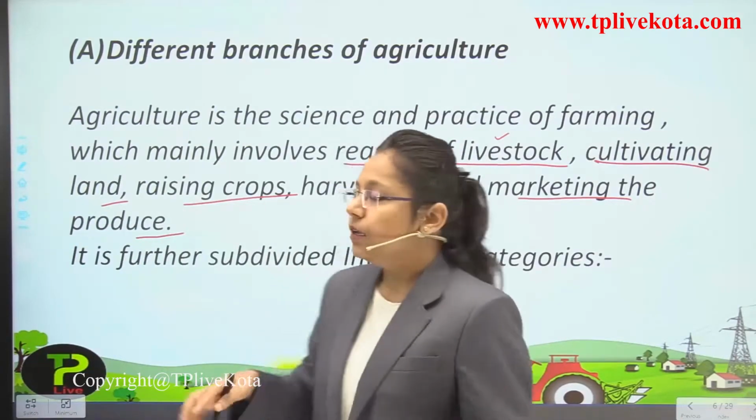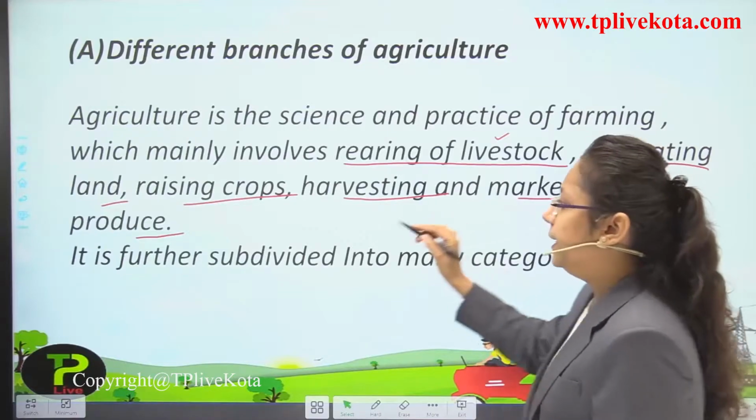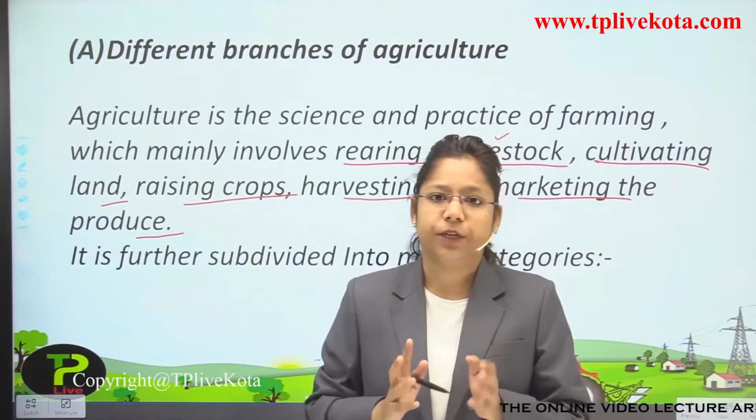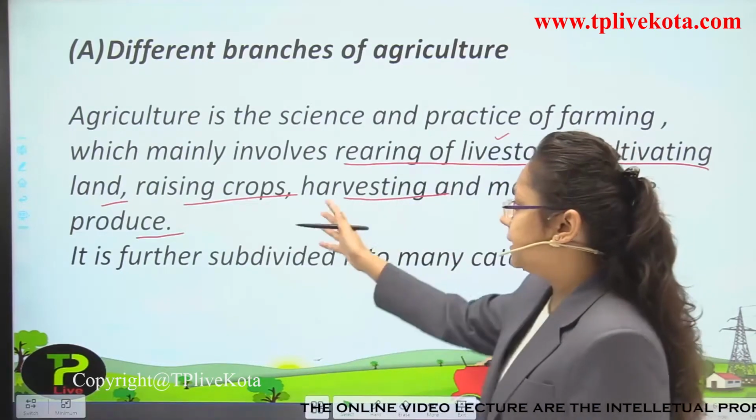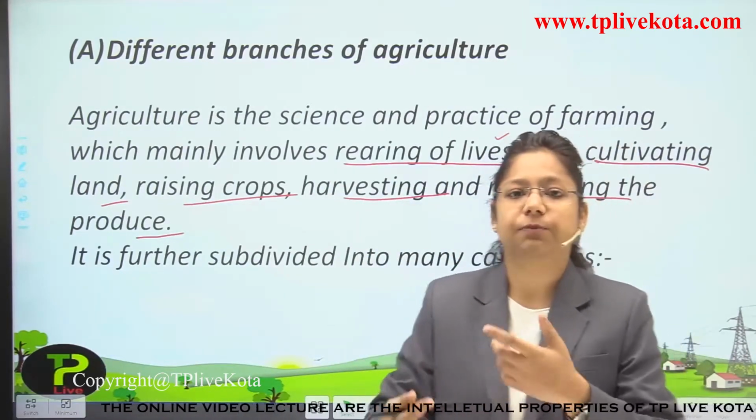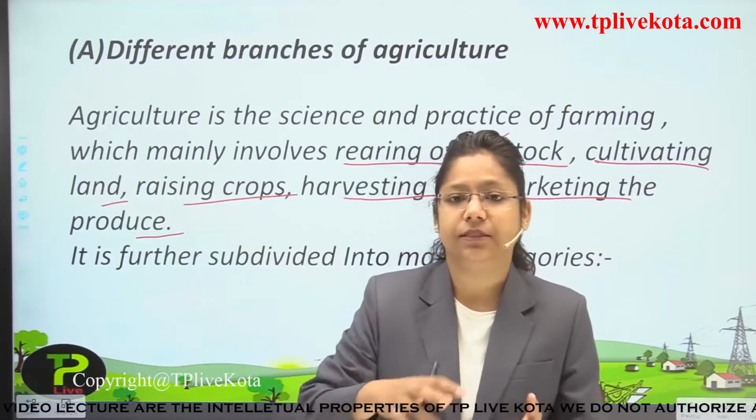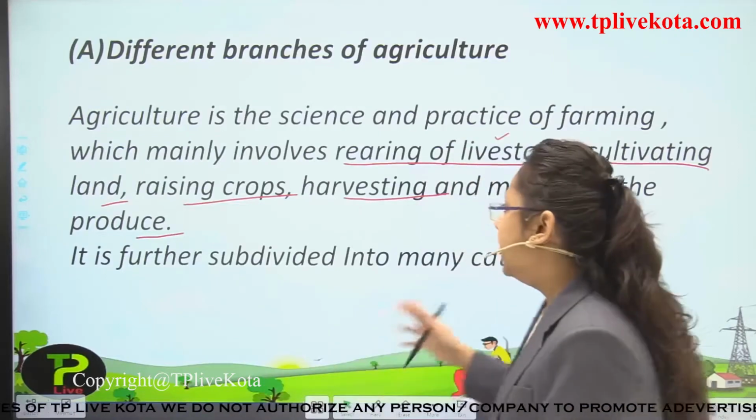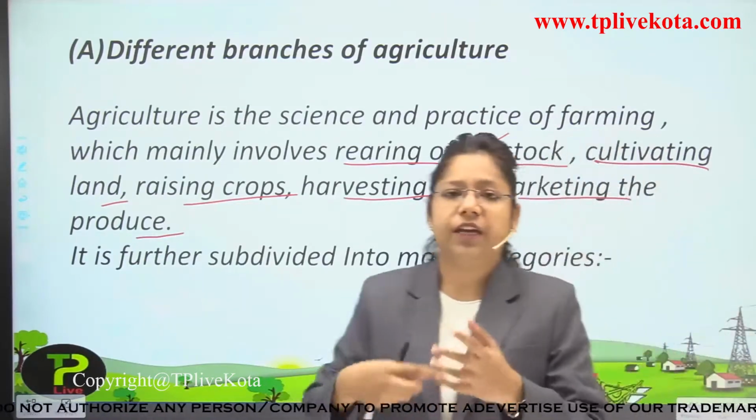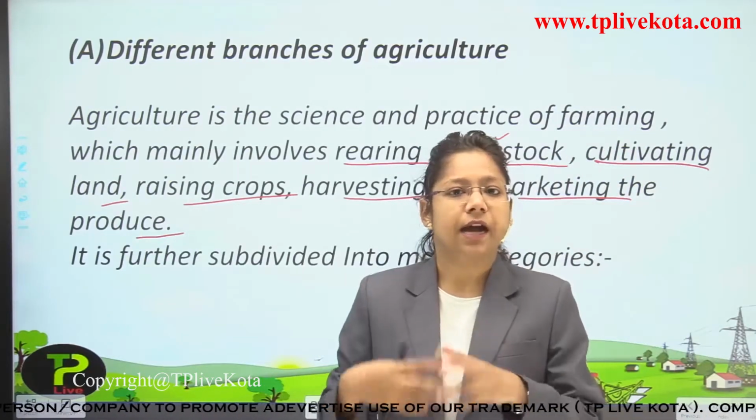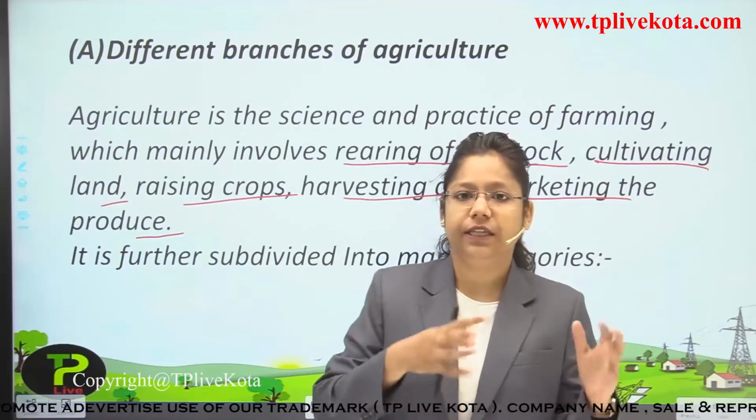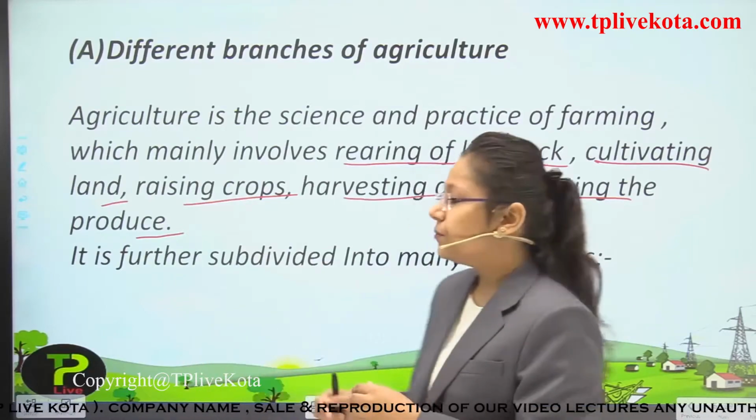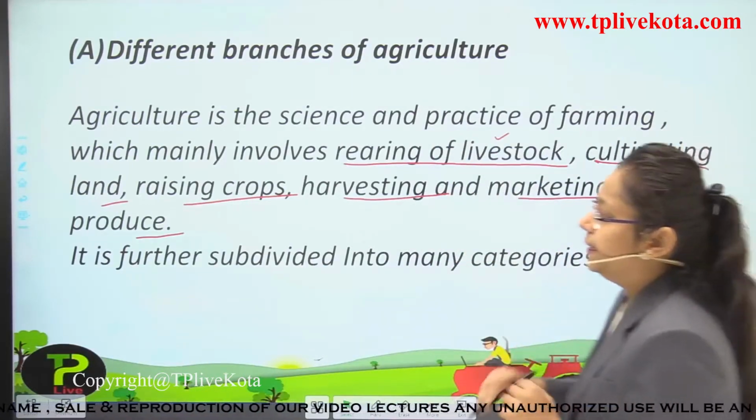Now, the second thing, cultivating land. A huge mass of land is cultivated for human use. Next, raising crops. Crops are raised by putting manure and fertilizers on them so that they can grow properly and become healthy. Next point, harvesting. If they are grown completely, then they are harvested, and after harvesting, they are stocked in particular godowns.